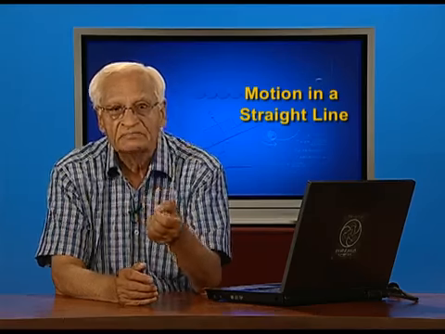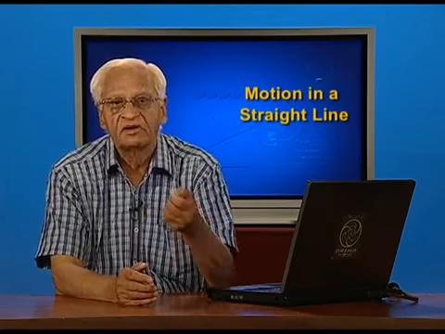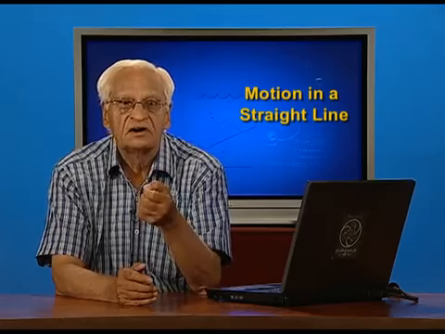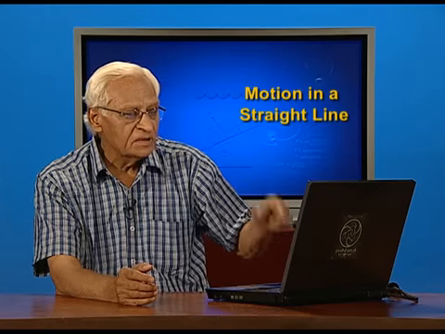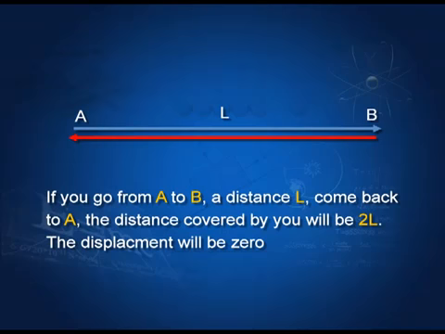So, displacement can be positive as well as negative, whereas the distance covered is always positive. Here I show you this, that you go from A to B and go from B to A, your distance covered would be twice the distance between A and B, that is 2 L, whereas the displacement would be 0, because you started from A and you have come back to the point A.